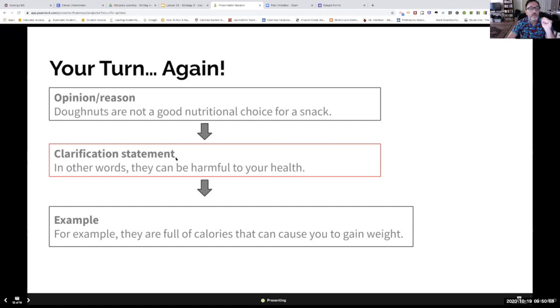So the clarification statement, well, this is what I mean by: donuts are not a good nutritional choice for a snack. They can be harmful to your health. They're full of calories, they can cause you to gain weight. So very sequential: you have your topic sentence, your clarification statement, your example.